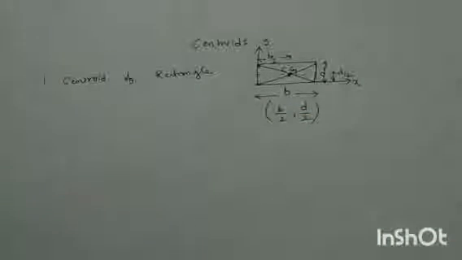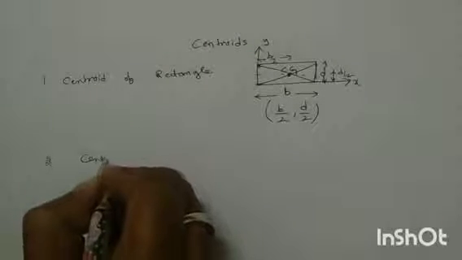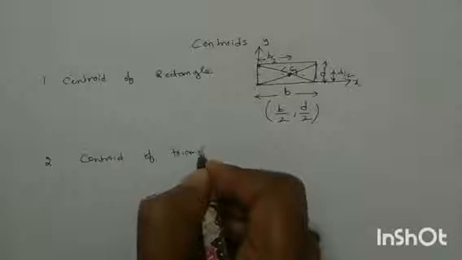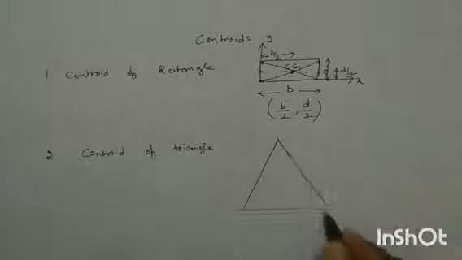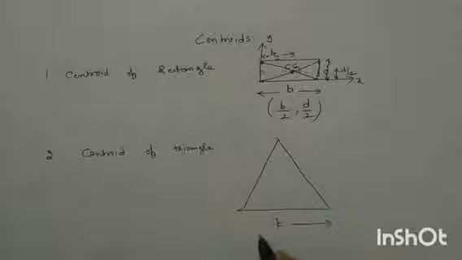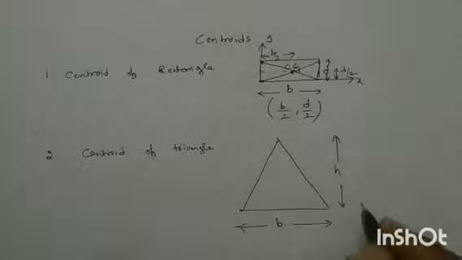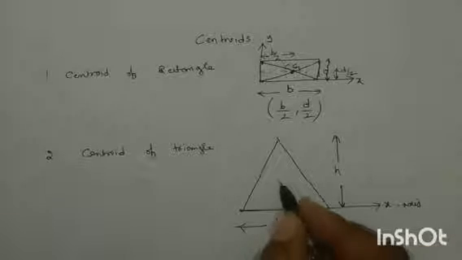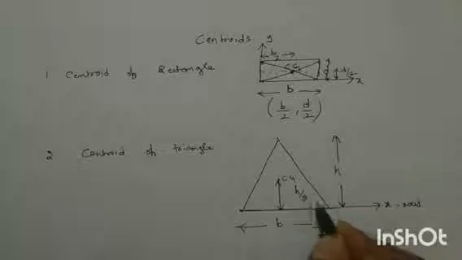అలాగే centroid of triangle. So take a triangle, and the triangle base is B and the triangle height is H. So if you want to find out the centroid position from the x-axis, this x-axis is the base axis. So from the base axis to centroid position is H by 3 from it.